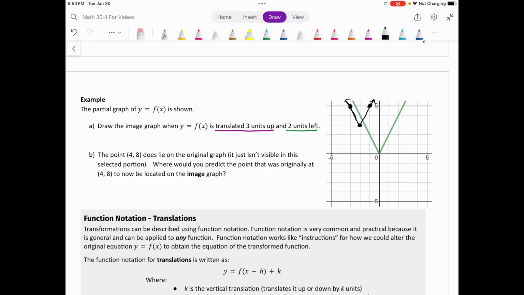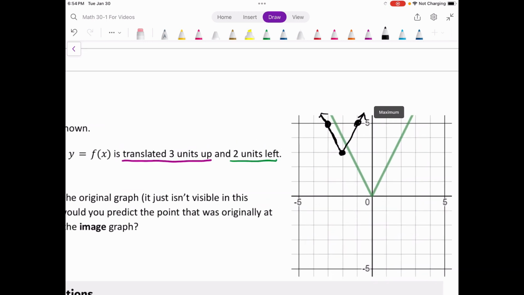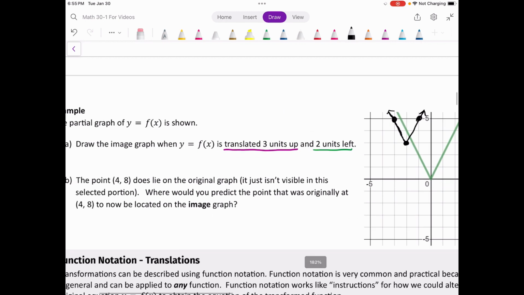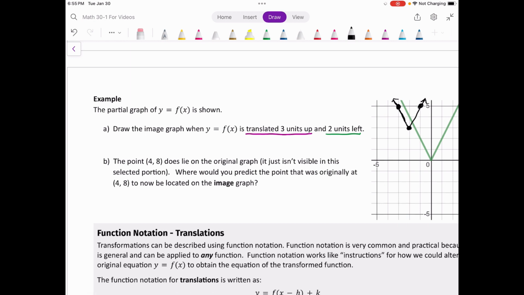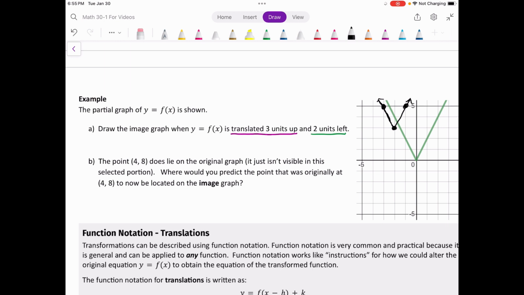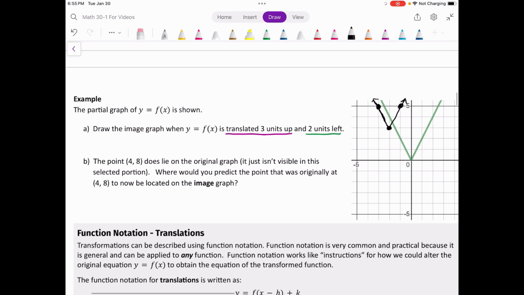Obviously, it kind of looks smaller now, but that's just because you can't see as much of it, right? It doesn't fit as much on the graph anymore because it cuts off here. If we could see more of it, it would still be extending like that. And now it says the point 4, 8 does lie on the original graph. It just isn't visible in this selected portion. Where would you predict the point that was originally at 4, 8 to now be located on the image graph?